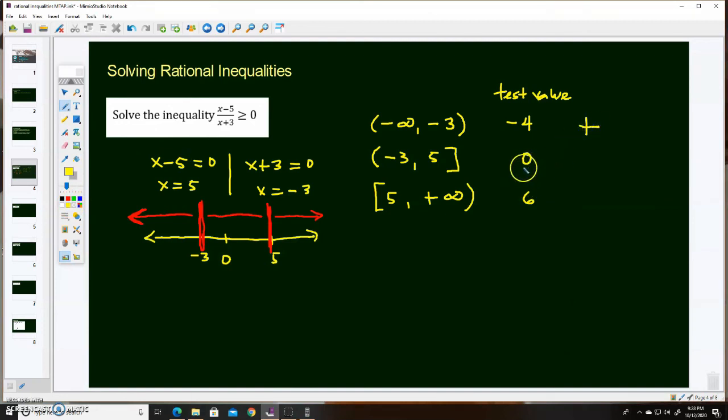Now for 0, we can actually make do without a calculator. We have 0 minus 5, which is negative 5, over 0 plus 3, which is 3. That's negative 5 over 3, so that's a negative. If you use 6, you have 6 minus 5, which is 1, over 6 plus 3, which is 9. So it's a positive 1/9. Now we go back to the inequality given to us, and we are solving for greater than or equal to 0. Obviously, we should pick the positive results from the test values, which are these two. So the solution set to this inequality is negative infinity to negative 3, union 5, bracket included, to positive infinity.